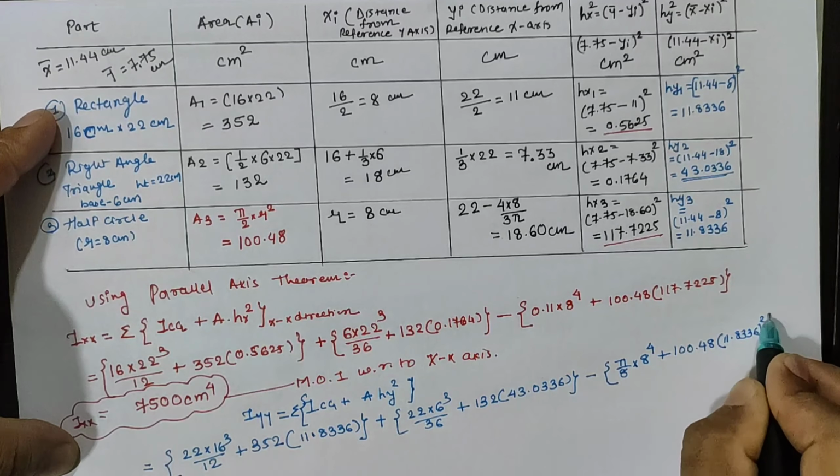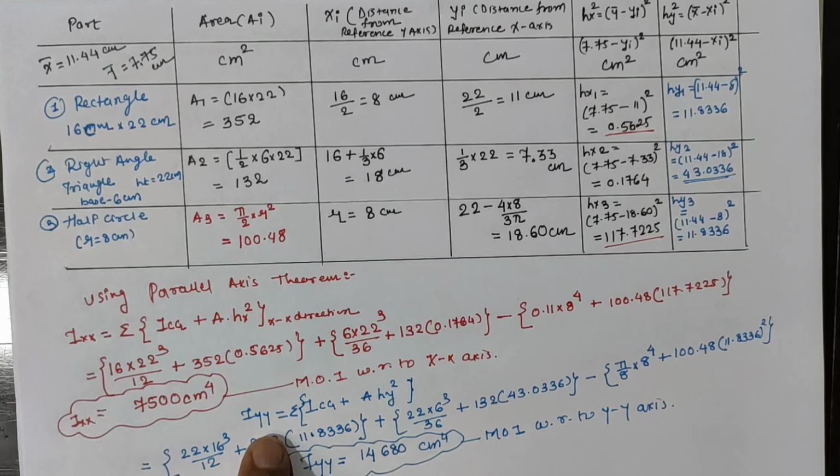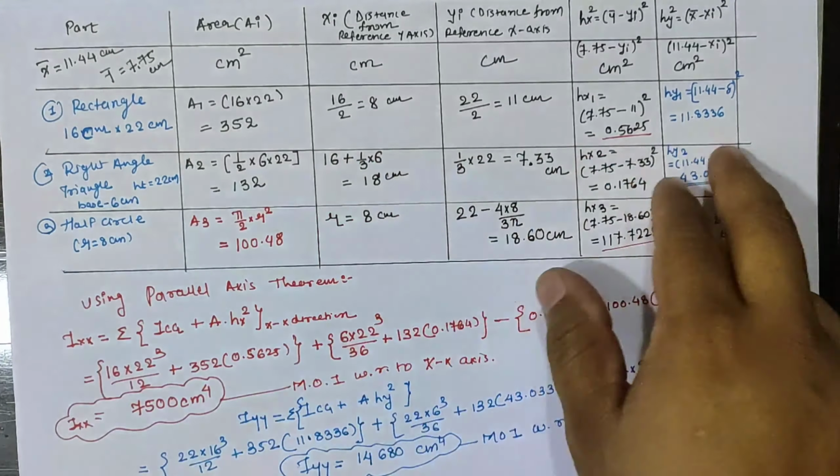So thus we can calculate the moment of inertia using the parallel axis theorem with respect to the x-x axis and y-y axis using the tabular form.